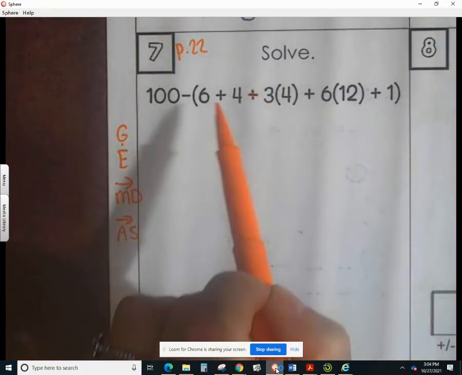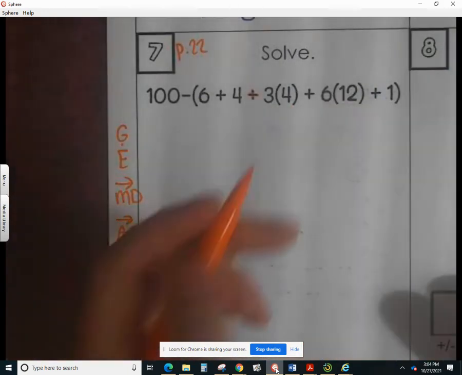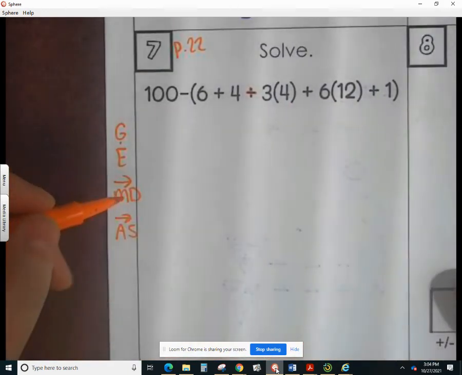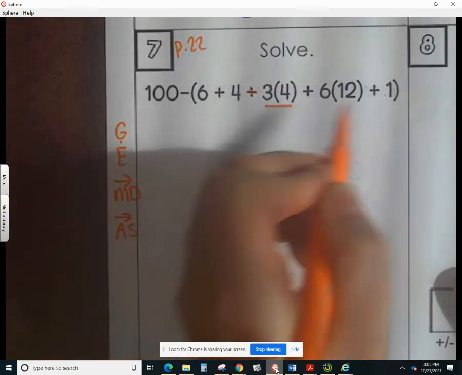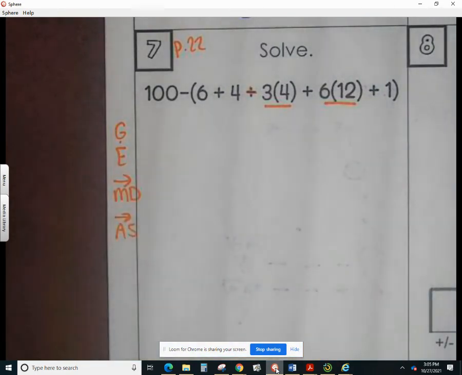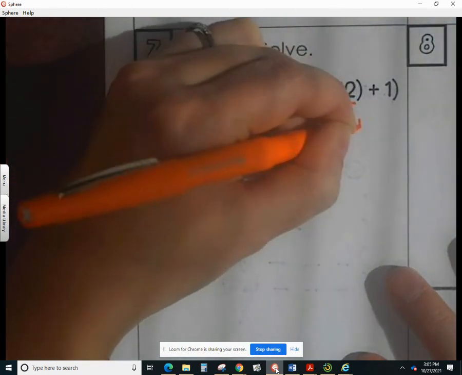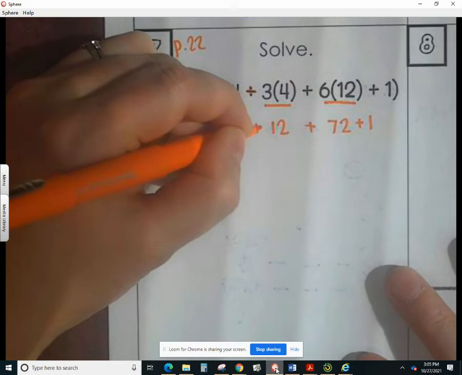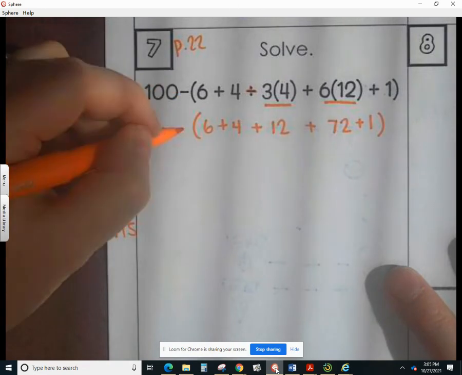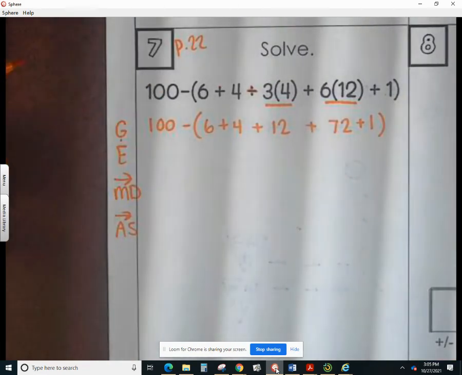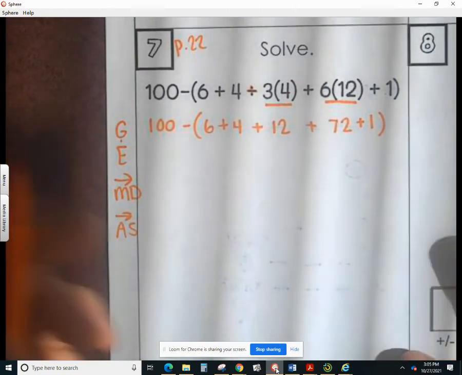Okay, so we've got addition, addition, addition, addition, and then we also have some multiplication. So even inside the grouping symbols, we still have to follow GEMDAS, which means we have to multiply before we add. I would just go ahead and do both of those in the same step. I would do 3 times 4 is 12, and I would do 6 times 12 is 72, and then I would rewrite everything else exactly the same. We can't get rid of the parentheses yet because we haven't solved everything that's inside of the parentheses. So we're still not done with the G in GEMDAS.